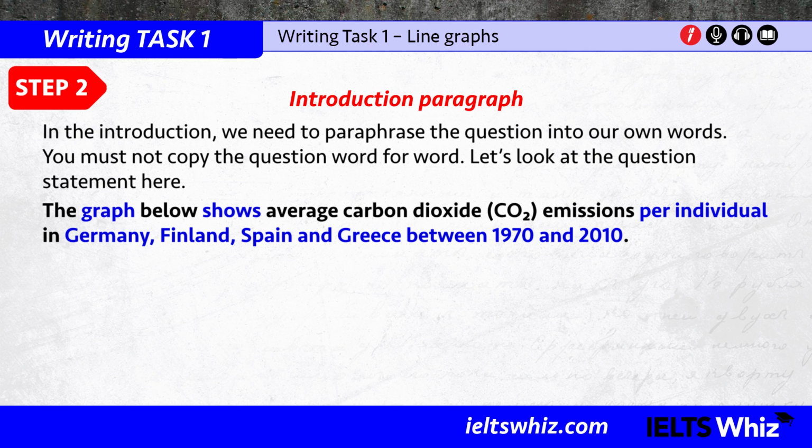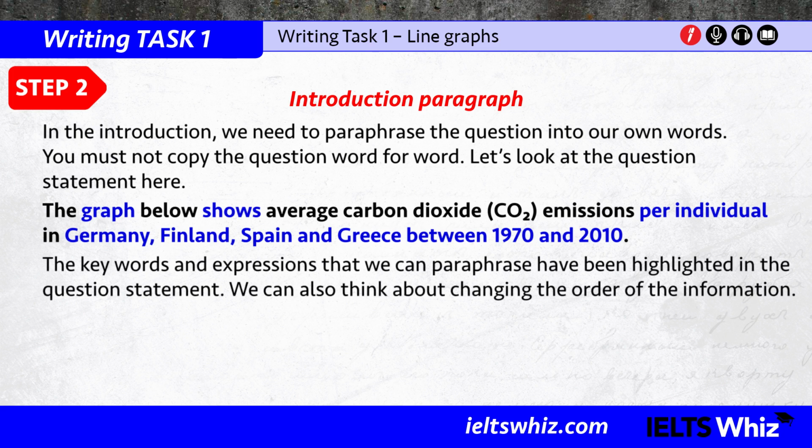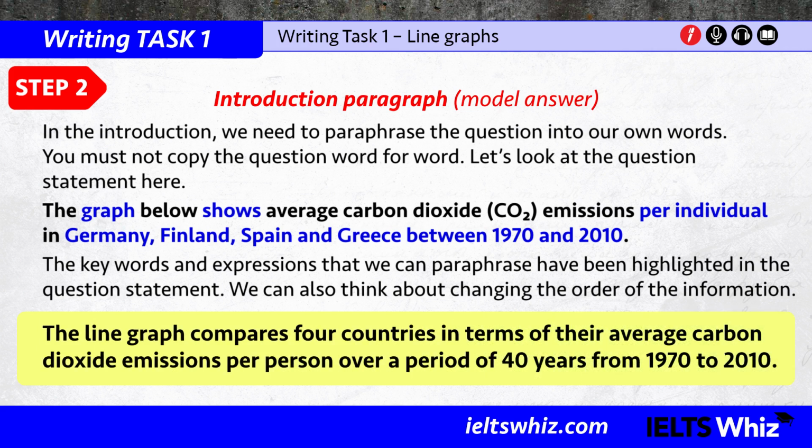The graph below shows average carbon dioxide emissions per individual in Germany, Finland, Spain, and Greece between 1970 and 2010. The keywords and expressions that we can paraphrase have been highlighted in the question statement. We can also think about changing the order of the information. So we can write, the line graph compares 4 countries in terms of their average carbon dioxide emissions per person over a period of 40 years from 1970 to 2010. And that's all we need to do for the introduction paragraph.